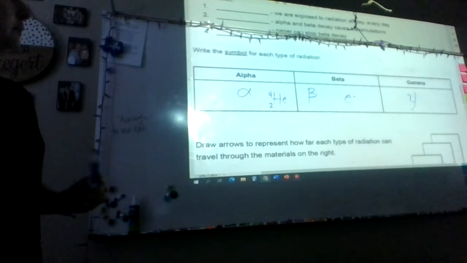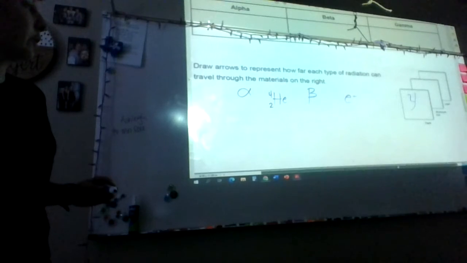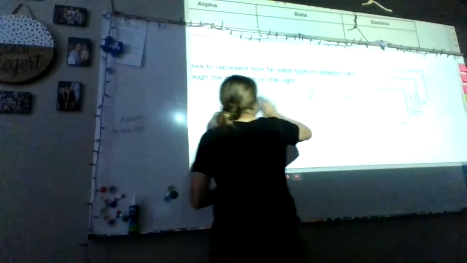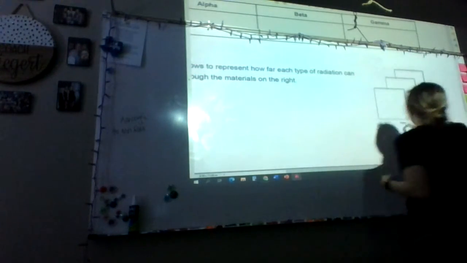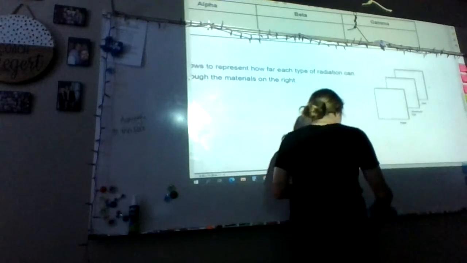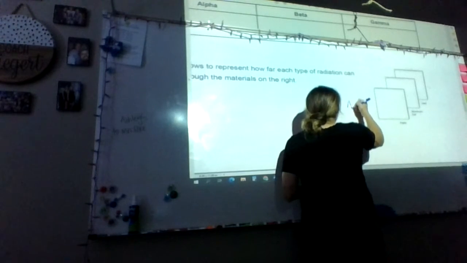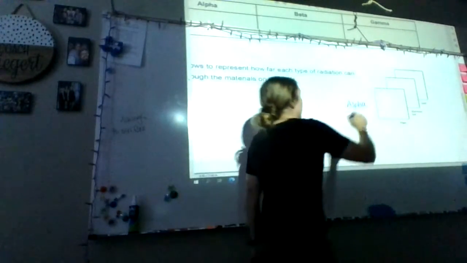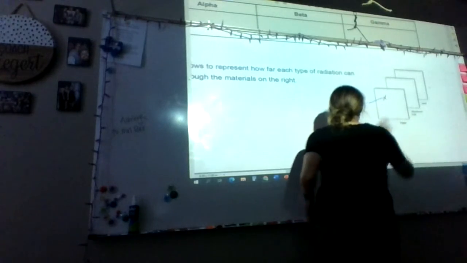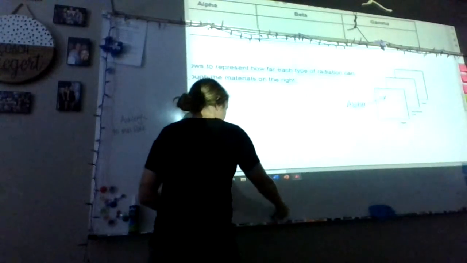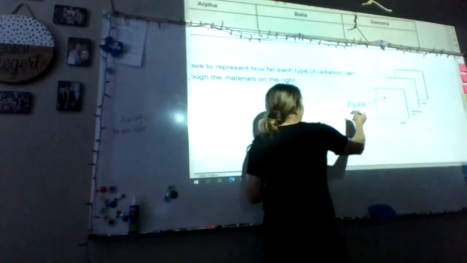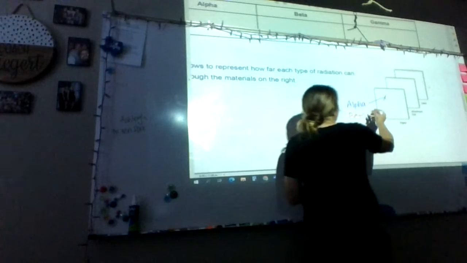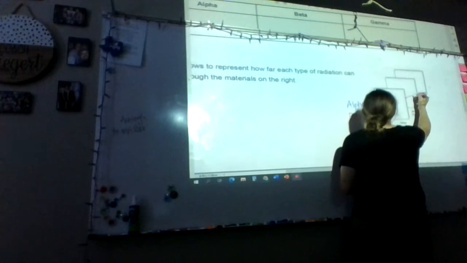Everybody good here? All right, we're gonna do a little artwork over here on these pieces of material. So I have paper here, aluminum foil, and lead. If I have alpha decay going on, an alpha particle, where is it going to stop? At the paper. So it's going to stop right here. Okay, it gets stopped by paper. Now, if I have beta, what's going to stop it? Aluminum foil. So it's going to go through this paper and stop right here at aluminum foil.